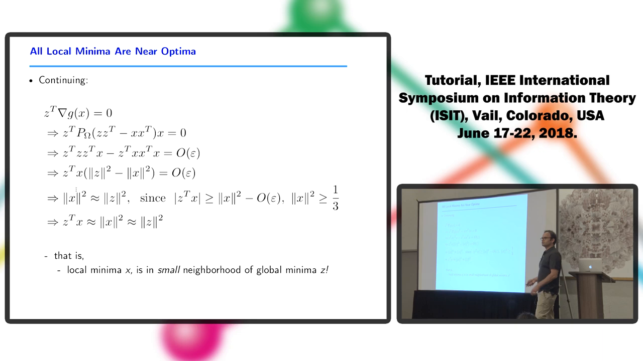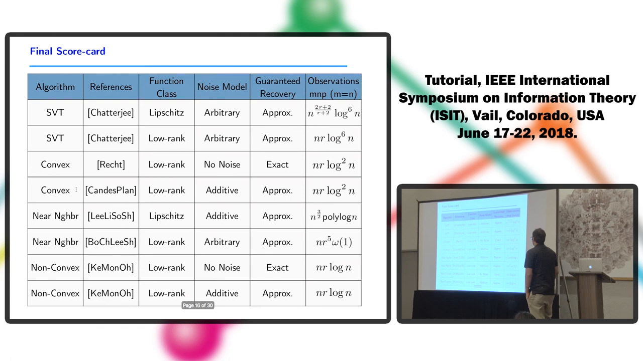Okay. All right, so this is where we are. This is the final scorecard. Again, there are four approaches we have discussed so far. Okay, and each one of them has its own strengths and limitations. There are two function classes we looked at, Lipschitz and low rank. And then there are roughly two types of noise model we looked at, arbitrary noise and additive noise. And of course, for exact recovery, we look at no noise.